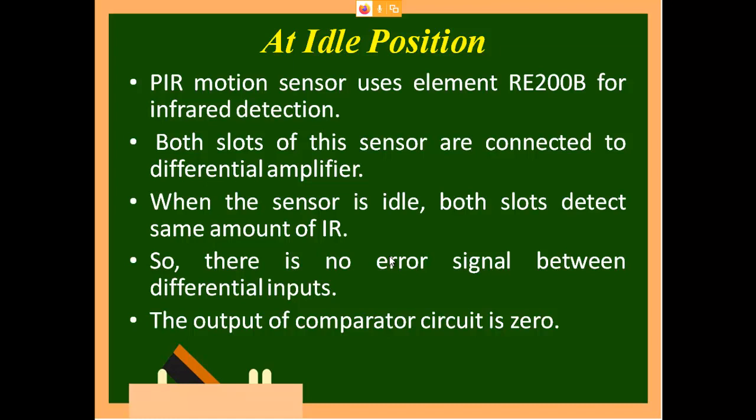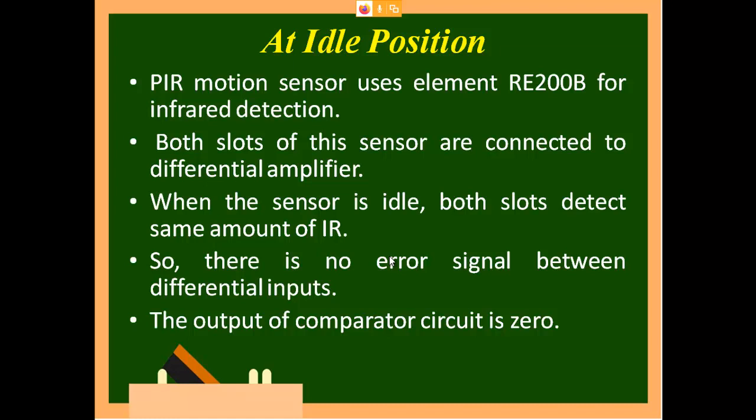Both slots of the sensor are connected to a differential amplifier. When the sensor is idle, both slots detect the same amount of IR. And again, we know that when the two inputs of a differential amplifier are the same, the output is 0. So there is no error signal from the differential amplifier. The output of the comparator circuit is 0.